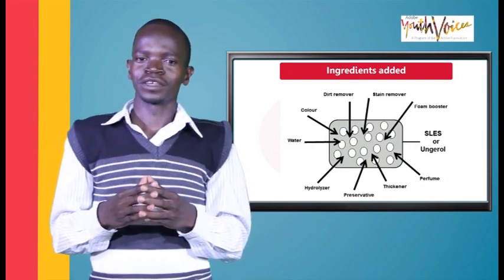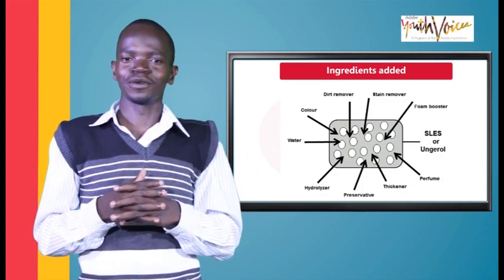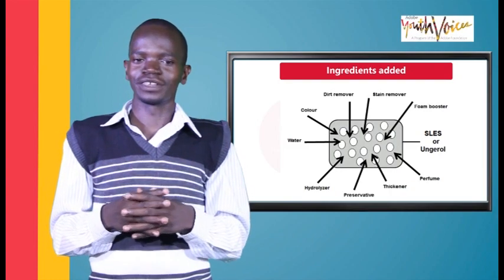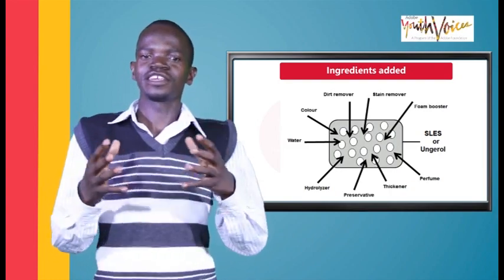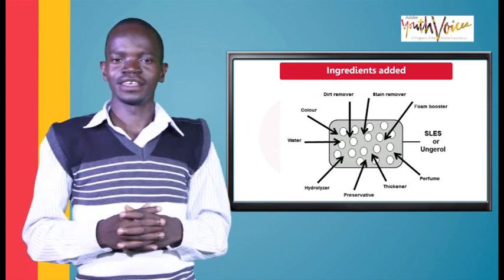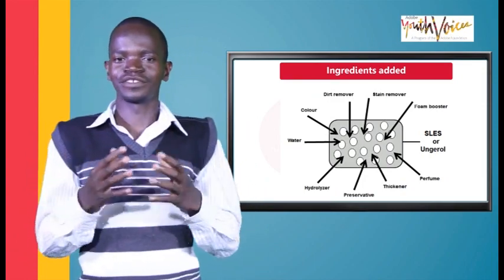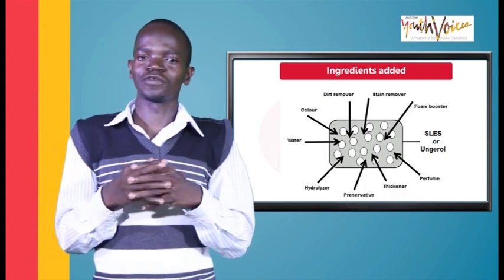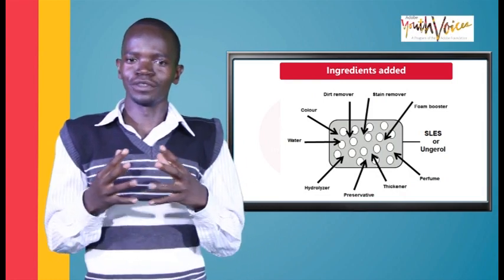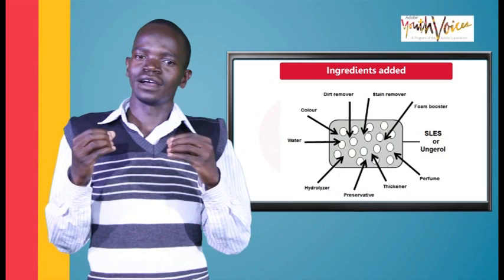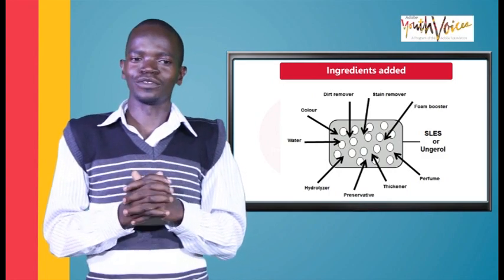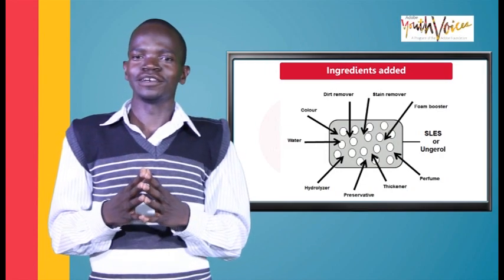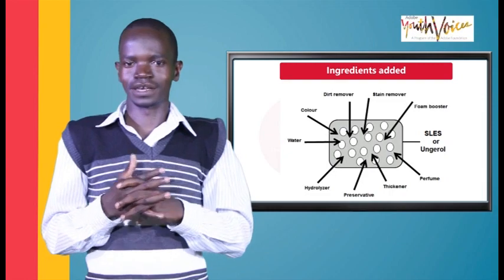A perfume to make the liquid soap have a pleasant odor, and also to cover up the smells of the other chemicals in the mixture. A stain remover to remove the stains, e.g. oil, grease, from what is being cleaned. A dirt remover to remove the dirt from the skin, clothes, and other household articles, particularly in kitchens. A thickener in order to make liquid soap thick.